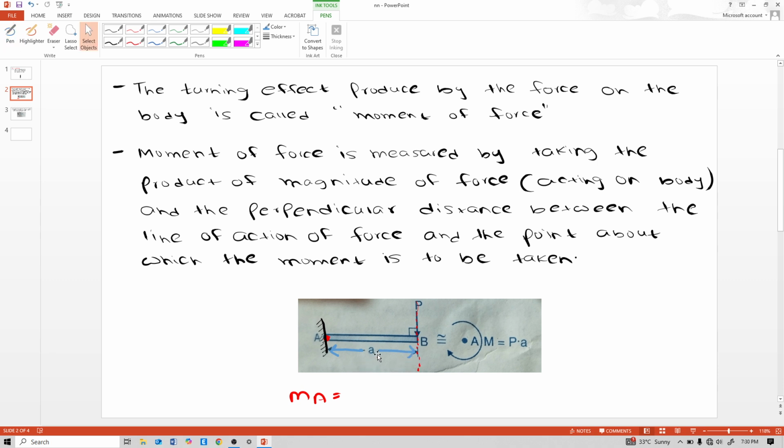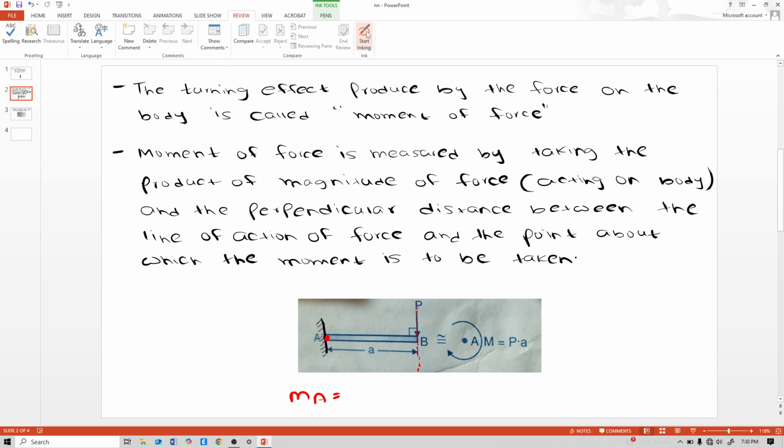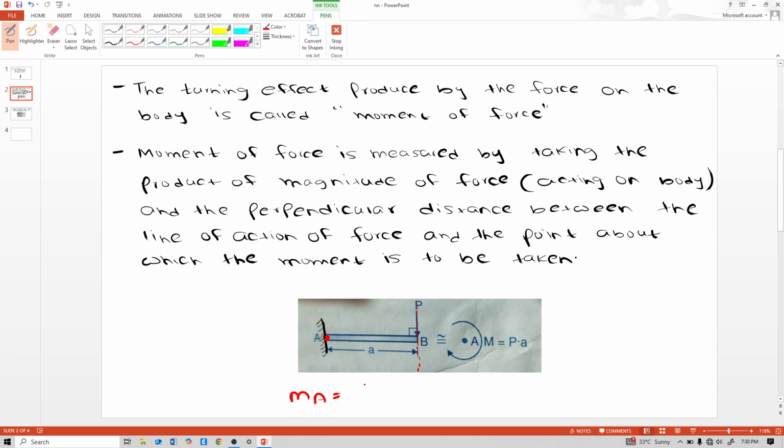Moment of force is nothing but the distance between the line of action of force and point A, multiplied by this force P. So P into a. P is the force, and a is the distance between the line of action of force and point A.